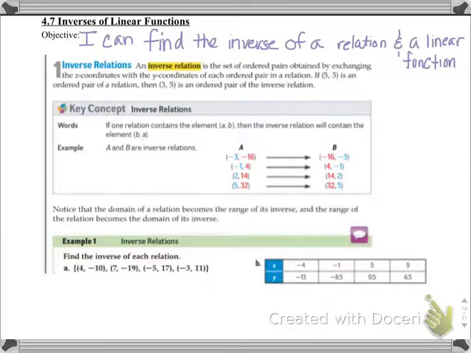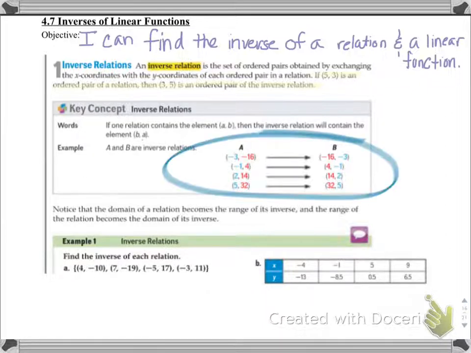It is the set of ordered pairs obtained by exchanging the x-coordinate with the y-coordinate in each pair of a relation. So if we have (5, 3) as an ordered pair of a relation, then (3, 5) is the inverse of that relation. And they show some more examples of that here in the table, so that if we had (-3, -16), its inverse would be (-16, -3), and so on through that table.